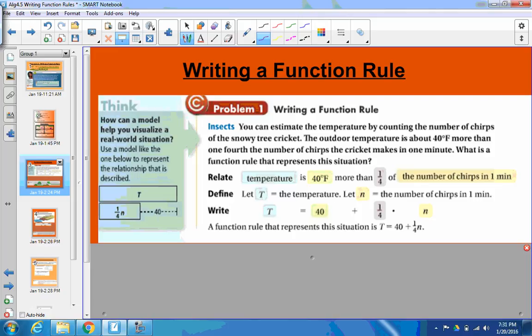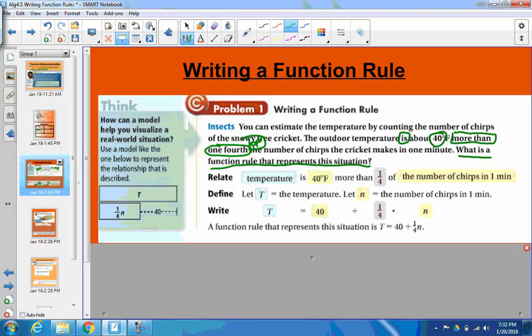the number of chirps it makes in 1 minute. All right, so here we go. Circling key numbers: 40 and 1/4, even though it's a word, that would be representing the number 1/4. Underlining the question: what is the function rule? And then boxing the key math action words. I already found one. Is, it's going to be equals. More than, I think that's plus. 1/4 the number of chirps it makes in 1 minute. I'm guessing this is going to be 1/4 of the number of chirps, so I'm going to box that.